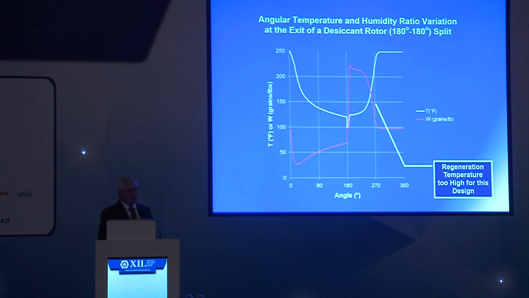So obviously, this is either too high a temperature or not the right desiccant material for this wheel that's split 180 and 180. So whenever you see a wheel that's 180, it's usually low temperature regeneration and usually silica gel. A 90 to 70 degree wheel will be high temperature and generally a type 1 material.